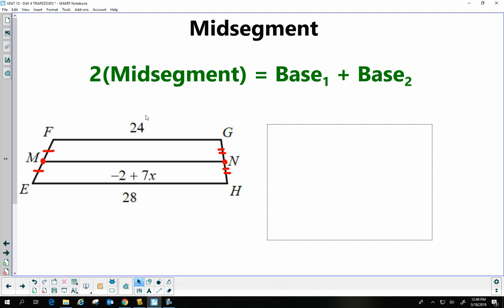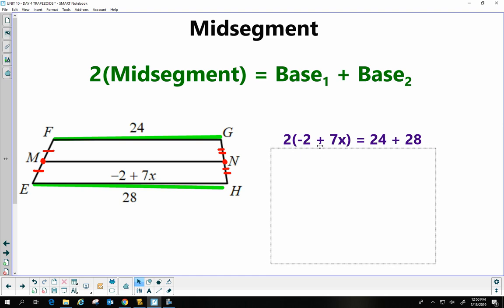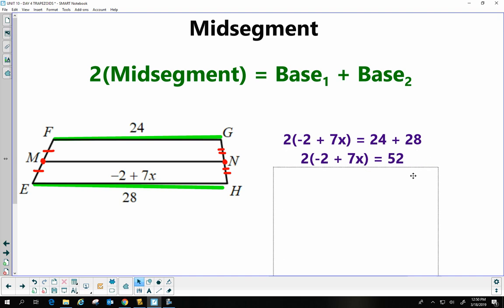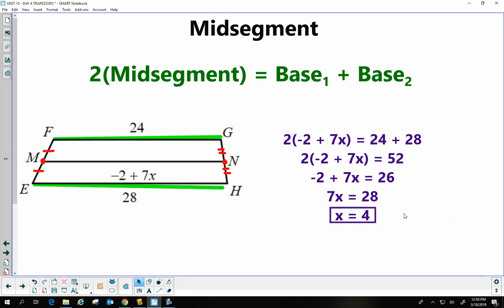We have a relationship that if we multiply the length of this mid-segment by 2, it'll be equal to the two bases added together. So again, the bases are the two sides that are parallel. So let's see that. My mid-segment is this, minus 2 plus 7x, and my bases are 24 and 28. So if I multiply the mid-segment by 2, that should be equal to the two bases added together. I added them together to get 52. Divide both sides by 2, and I'm just going to solve this here, and I'll find that x is 4.